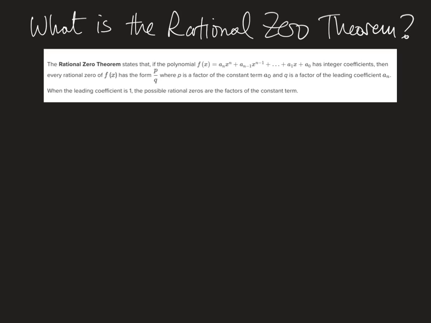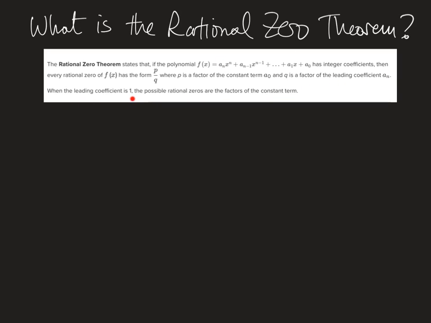What is the Rational Zero Theorem? The Rational Zero Theorem, as you can see, is here. And there's a lot of jargon going on here. The Rational Zero Theorem states that if the polynomial f of x equals a sub n x to the n power plus a sub n minus 1 x to the n minus 1 power plus all this stuff, if it has integer coefficients, then every rational zero of f of x has the form p over q, where p is a factor of the constant term a sub 0 back here, and q is a factor of the leading coefficient a sub n, which is up here.